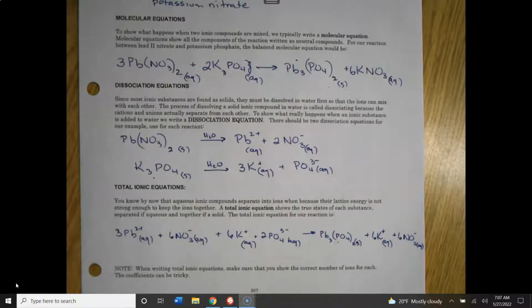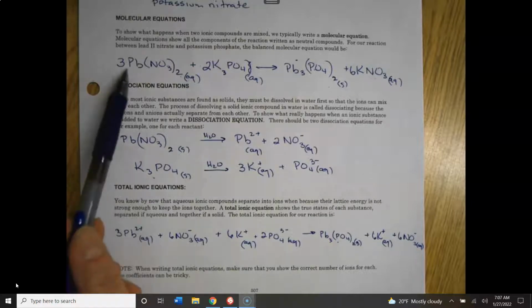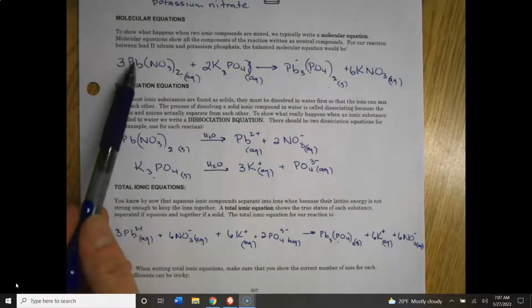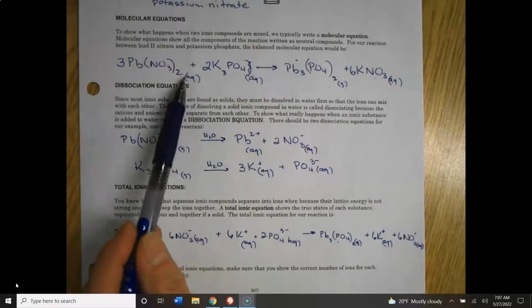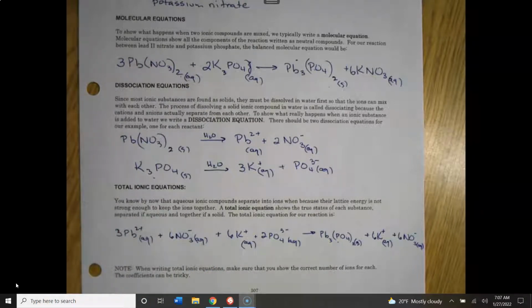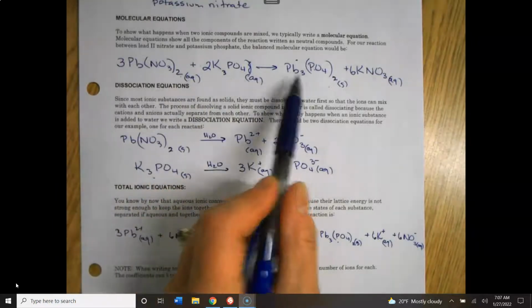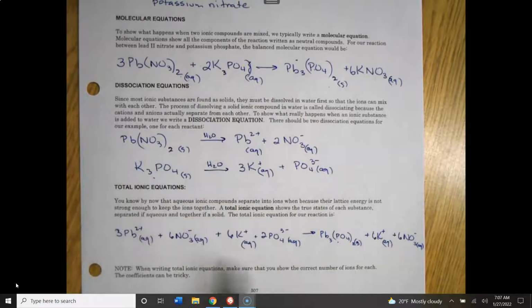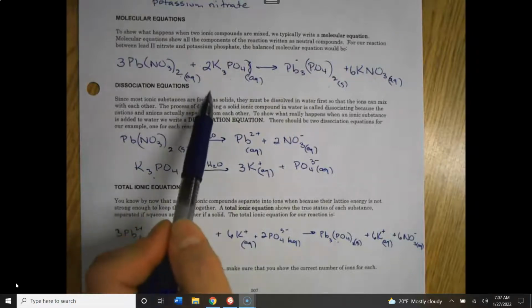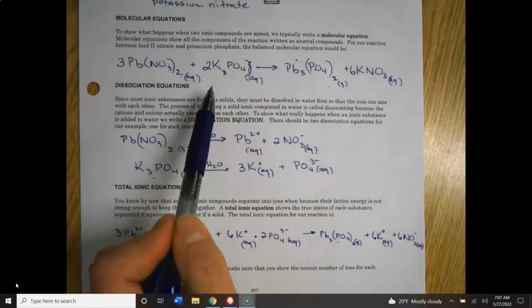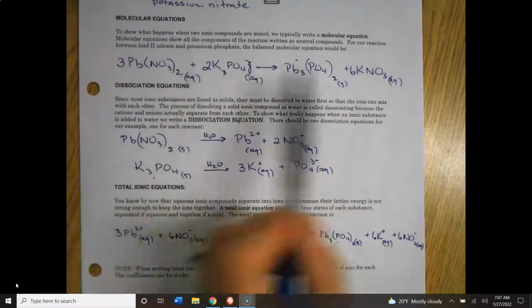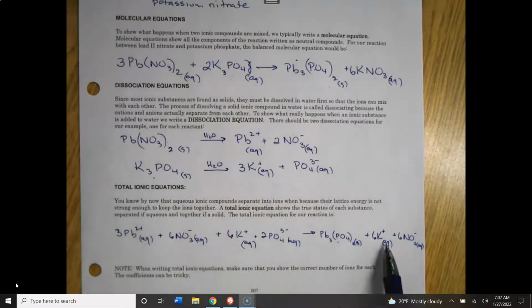All right, so the tricky thing to writing total ionic equations is to make sure that you're paying attention to these coefficients, but also your subscripts, right? You've got to account for all of them. If you were to keep a tally when you balance this equation, what would wind up down here as coefficients would be the tally number that you came up with when you balanced. So 6 potassiums on each side, that's what you want to show.